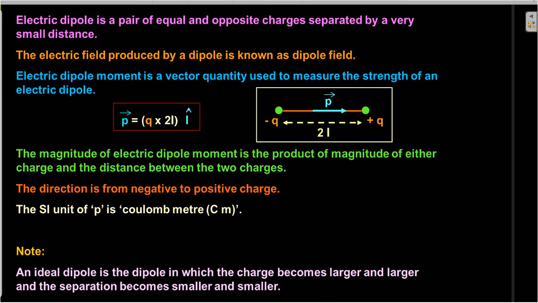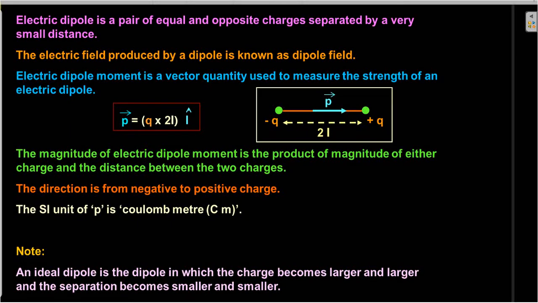So what is an electric dipole? An electric dipole is a pair of equal and opposite charges separated by a small distance. We have two charges, minus q and positive q, meaning both have the same magnitude and opposite sign. These two charges are separated by a small distance. This distance we can take as 2L, or sometimes even 2a, that is your choice.